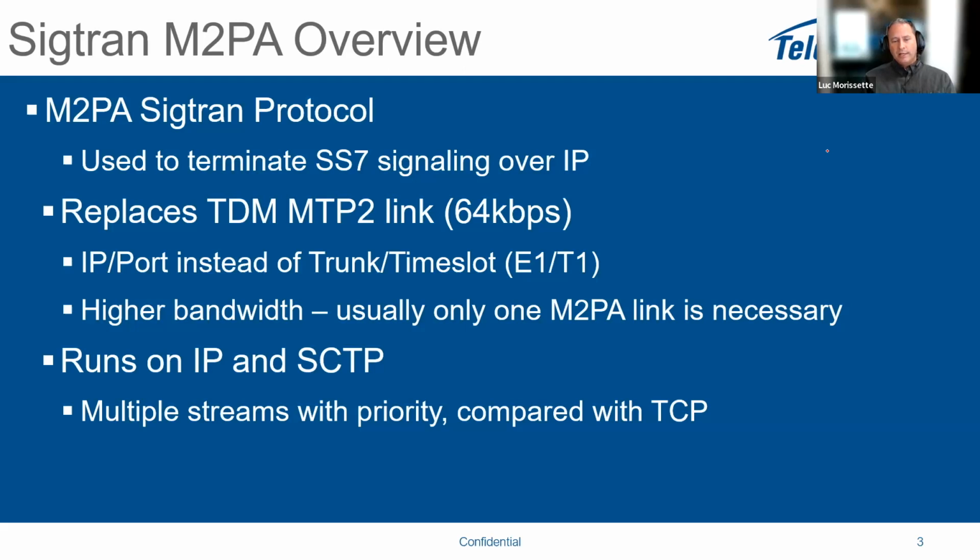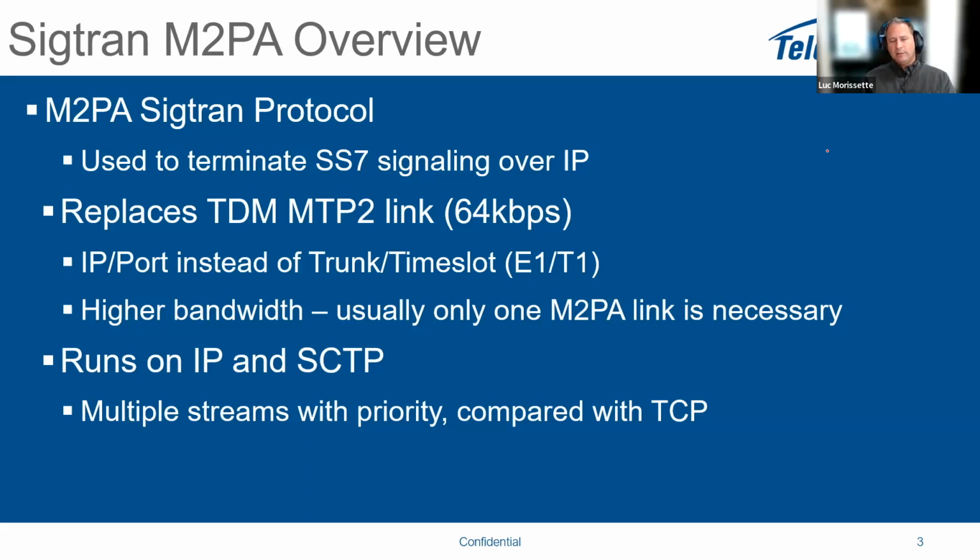M2PA runs over IP, like I mentioned, but also SCTP. And what is the difference between SCTP and UDP and TCP, right? So UDP has no socket connection, so you just send data and it's not acknowledged. With TCP, you open a socket, you can send data, and it's acknowledged every time you send some data.